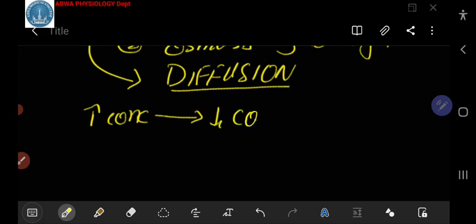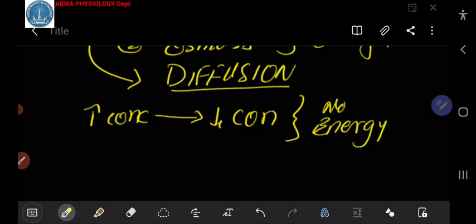Diffusion is actually a movement of molecules that move from a region of higher concentration towards a region of lower concentration without an expenditure of energy. From high concentration to lower concentration, no energy needed. It's done spontaneously. It continues until the concentration gradient reaches an equilibrium.